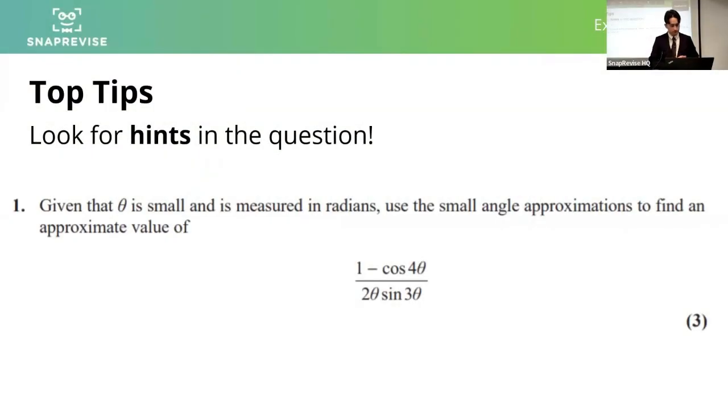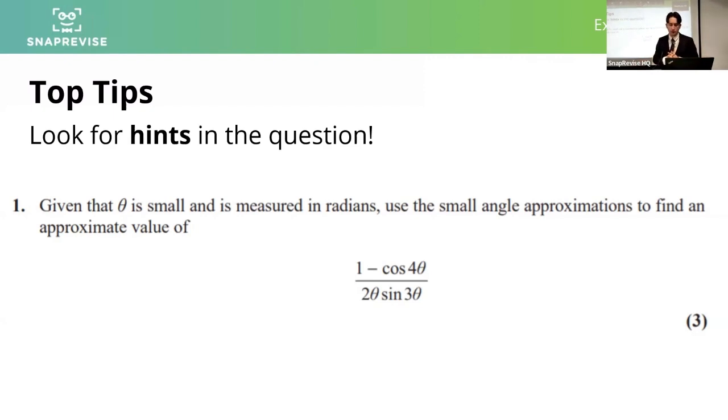Questions. So we're going to look at small angle approximations. Given that theta is small and measured in radians, use the small angle approximations to find an approximate value of this. Okay, very common year 13 question. I don't remember this being on the course when I did the A-level. I first saw this at university. It's not overly difficult, but it is easy to mess up.